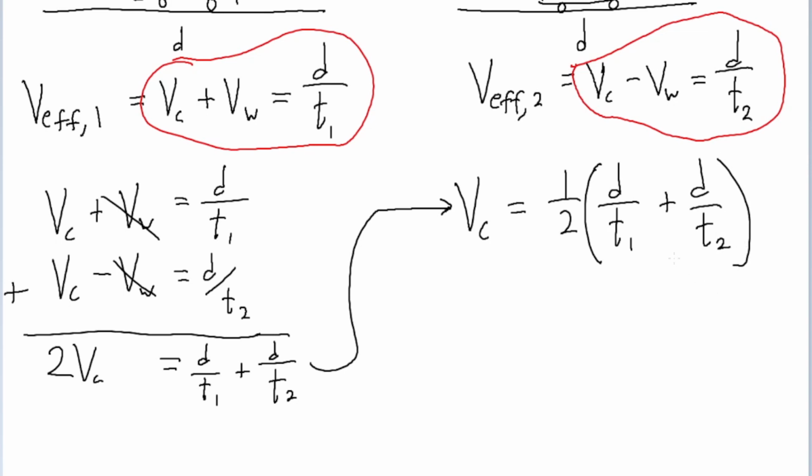Notice that there is no v sub w in this equation. This equation has no representation of the speed of the wind, which means that this is an equation for the car's speed completely independent of the wind.